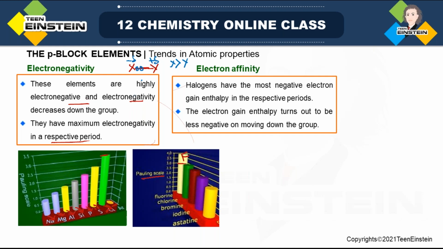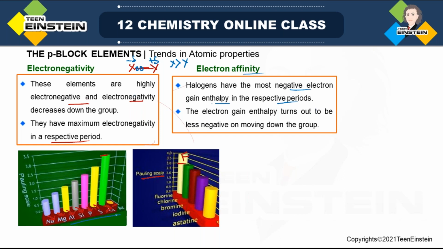But electron affinity is completely different. Electron affinity is just the reverse process of ionization enthalpy. In ionization enthalpy, you are removing an electron, and for that you have to provide some energy. But here you are adding one electron forcefully, so some energy will be released, and mostly the values are negative, because energy is released. Halogens have the most negative electron gain enthalpy, also called electron affinity, in the respective period.